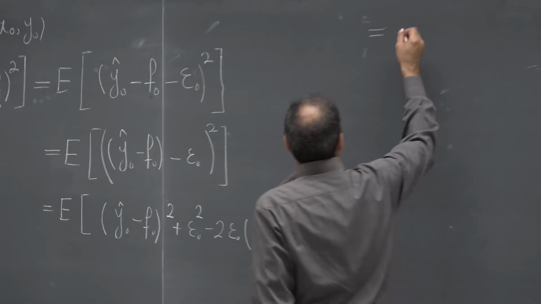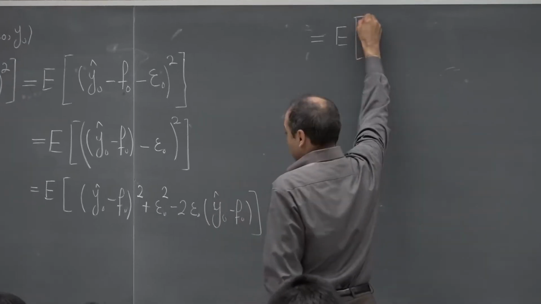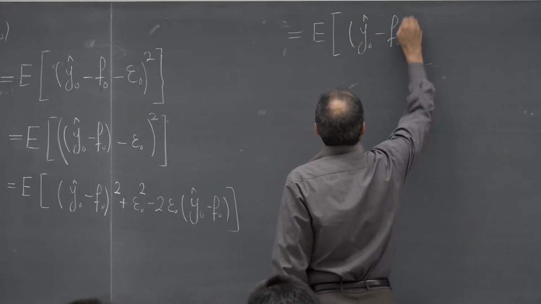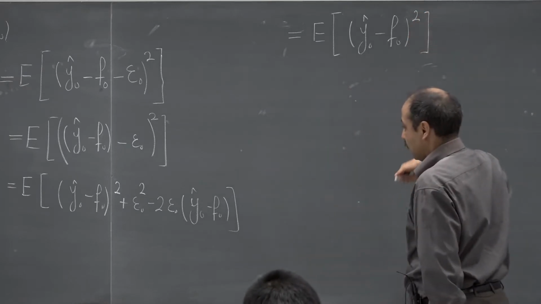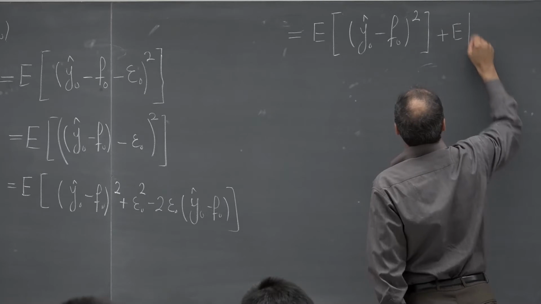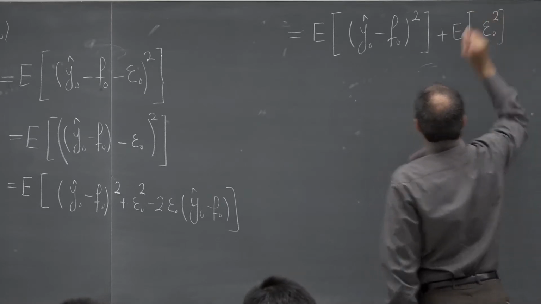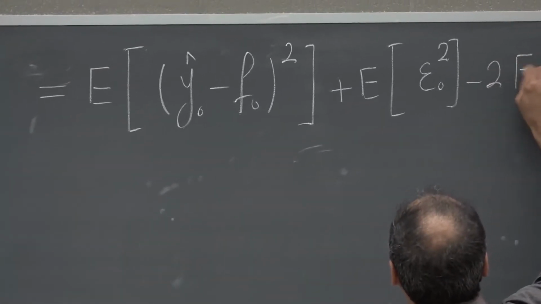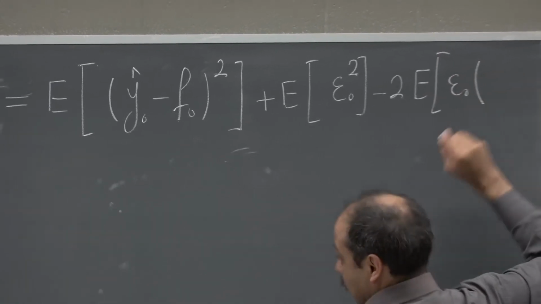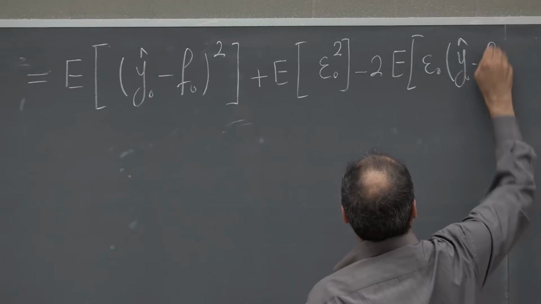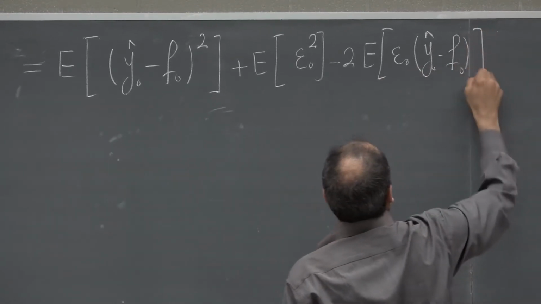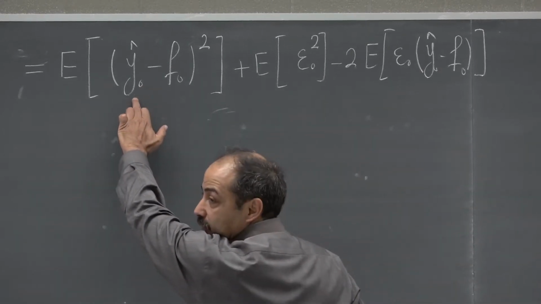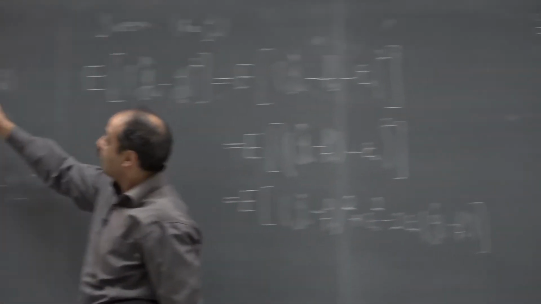Okay, now this is the expectation of (y hat minus f) squared, plus the expectation of epsilon squared, minus 2 times the expectation of epsilon times (y hat minus f). Okay. This y hat is my estimation. So y hat is basically f hat.